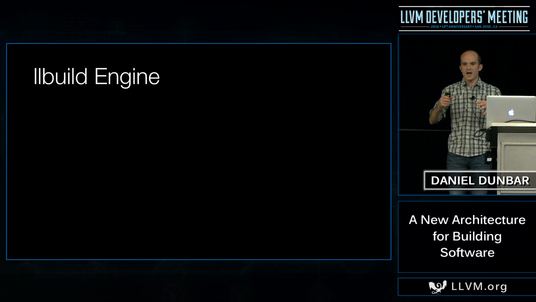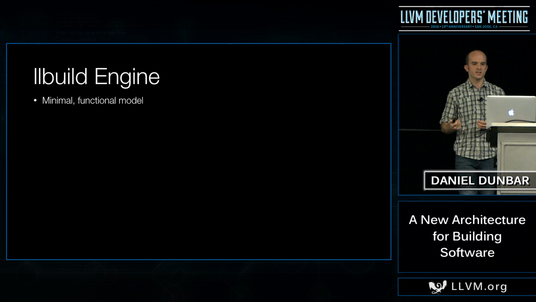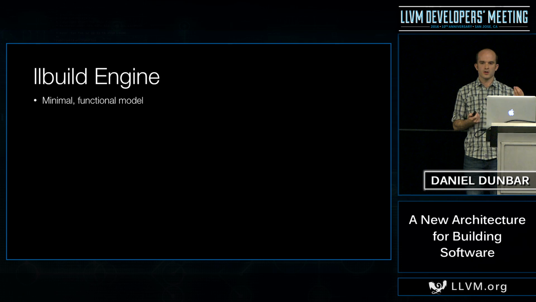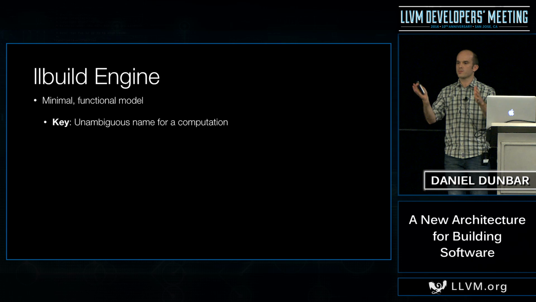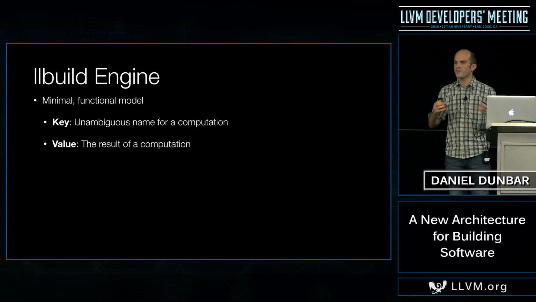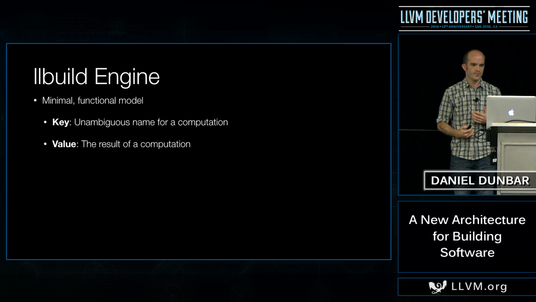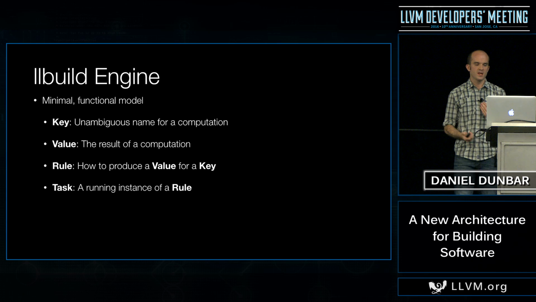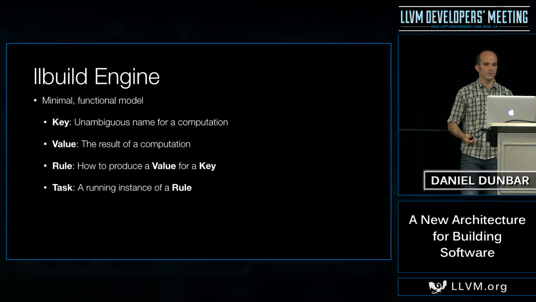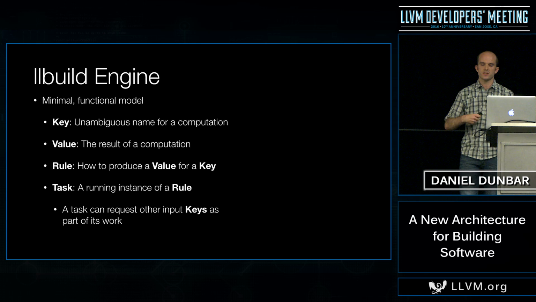So to give an idea around what it would mean to factor out this kind of more minimal engine, I wanted to step through what it actually looks like. As I said, the engine has a very minimal functional model of the world. And it has four basic concepts. The first one is keys. Keys are kind of this unambiguous name for some computation you want to perform. A value is the result of that computation. Then there's a rule, which describes how to produce a value for a particular key. And a task is a running instance of a rule. And then tasks can request additional keys as inputs.